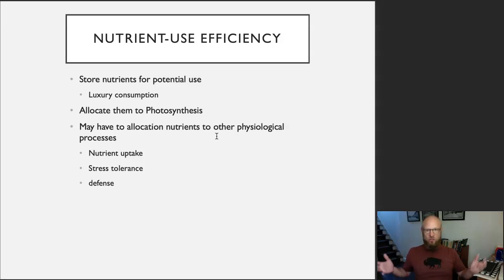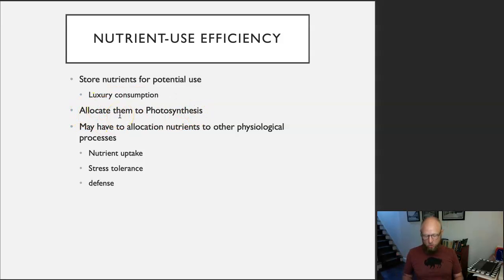Some plants just store it. There's a number of plants that just take up nitrogen or other nutrients and store them and never even use them. And we think this is a mechanism for competition to prevent other plants from getting those nutrients, and we refer to this as luxury consumption. So when you measure the concentration of nitrogen in a plant, not all of that is actually being used. Some of it might just be stored.